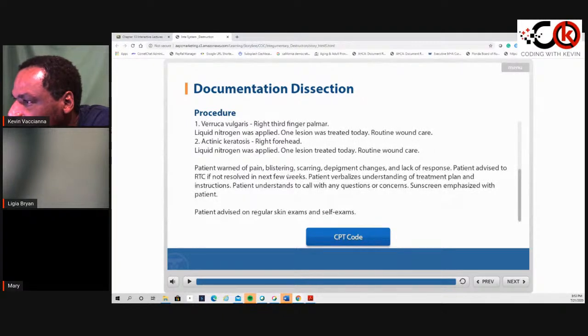Routine wound care. Patient warned of pain, blistering, scarring, depigment changes, and lack of response. Patient advised to RTC if not resolved in the next few weeks. RTC means return to clinic. Patient verbalizes understanding of treatment plan and instructions. Patient understands to call with any questions or concern. Sunscreen emphasized with patient. Patient advised on regular skin exams and self-exams. Okay?